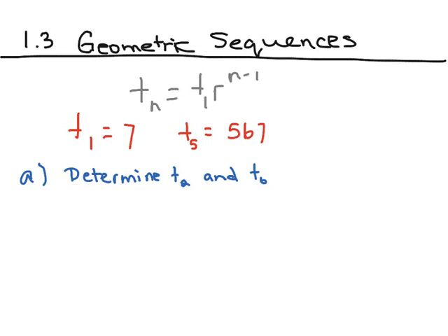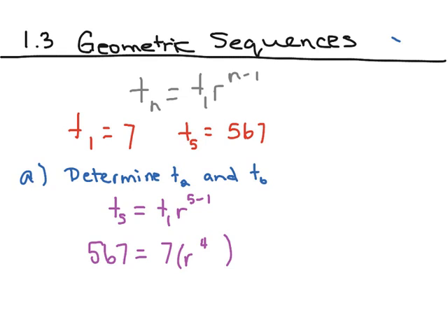For the next example, we know that T1 is equal to 7 and T5 is equal to 567. We want to find T2 and T6. So what we're missing is our R, so we need to solve for R. We know that T5 is equal to T1 times R to the 5 minus 1. T5 is equal to 567, T1 is equal to 7, times R to the 5 minus 1, which is 4.